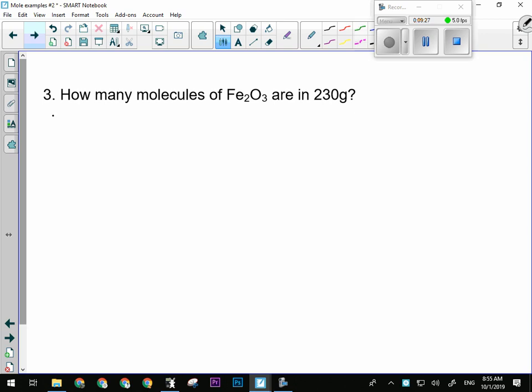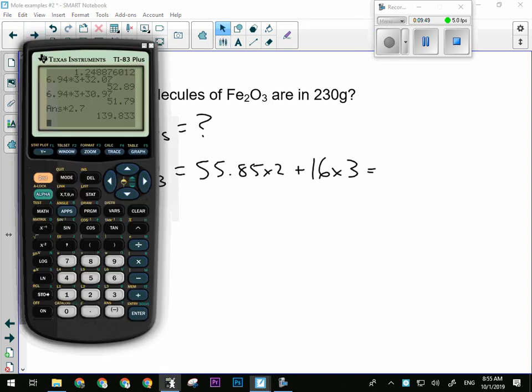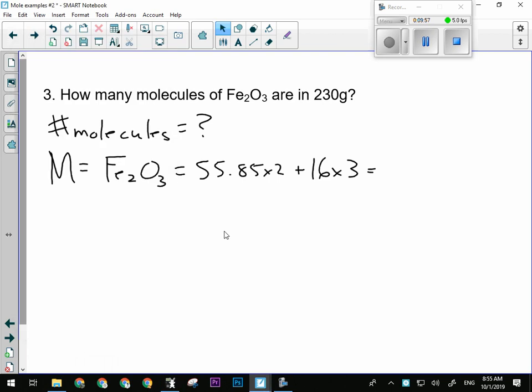So the question wants to know the number of molecules. It tells us the material, Fe2O3, so that'll be 55.85 times 2 plus 16 times 3. So 159.7. Okay, 159.7 grams per mole.